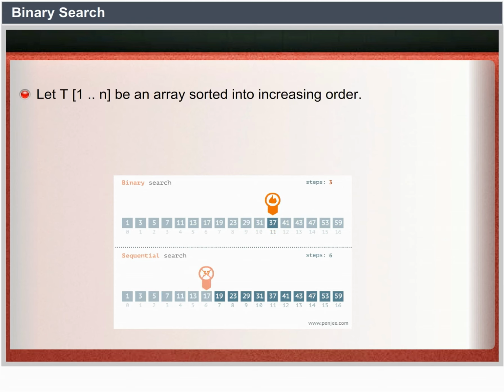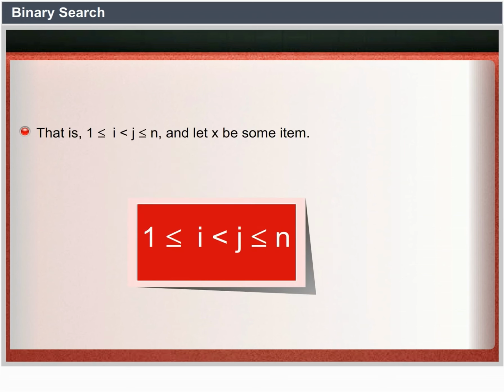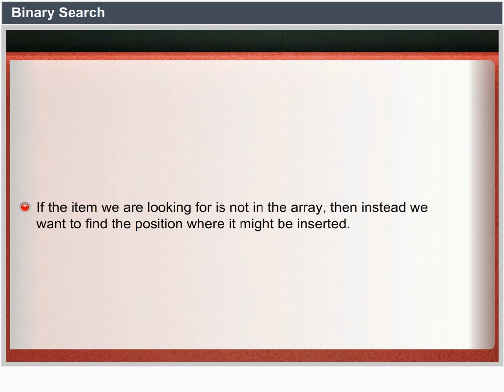Let T[1..n] be an array sorted into increasing order. That is, 1 ≤ i < j ≤ n implies T[i] ≤ T[j], and let x be some item. The problem consists of finding x in the array T if indeed it is there. If the item we are looking for is not in the array, then instead we want to find the position where it might be inserted.